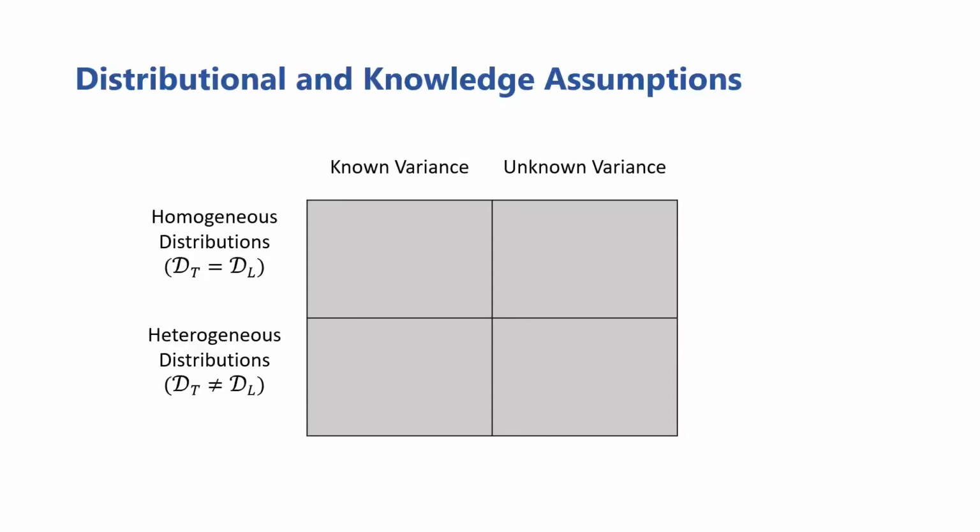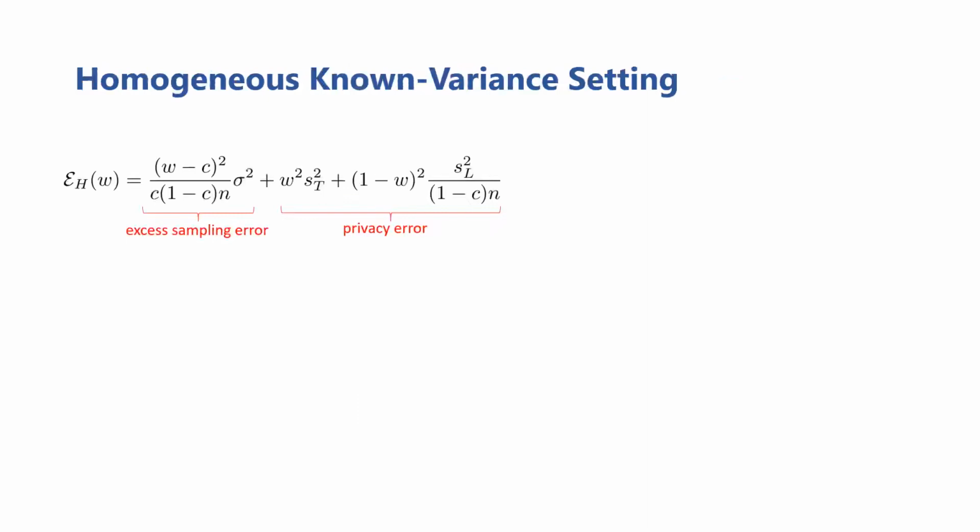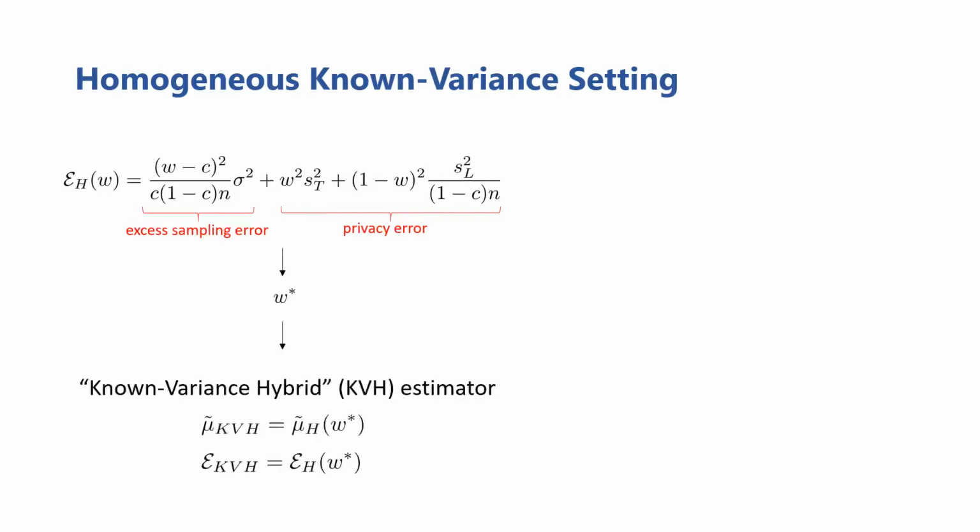Fortunately, in the case when the group's distributions are the same, referred to as the homogeneous case, the dependence on the means drops out of the error expression, leaving only the variance as a potential unknown. We'll start by examining this case, and assume the variance is known, in order to choose a good hybrid estimator from this family. In this homogeneous known variance setting, the error expression for the hybrid family becomes much simpler and contains only known terms, so we can optimize it directly to find a weighting that minimizes it. We call the resulting estimator that uses this weighting the known variance hybrid estimator, or KVH estimator.